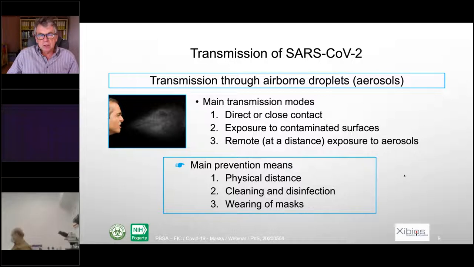Okay, so in direct relation with those three main transmission modes, the main prevention means are physical distance. So keeping some physical distance is very important. Depending on the country or region of the world, we speak about 1.5 meters or 2 meters.